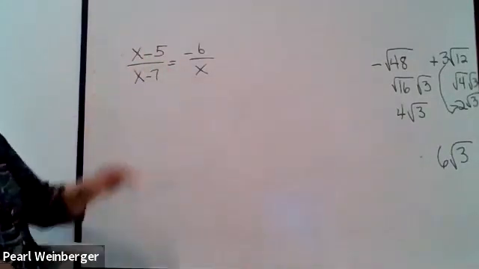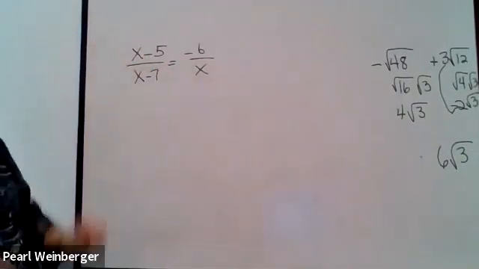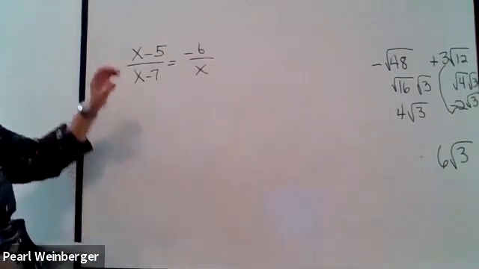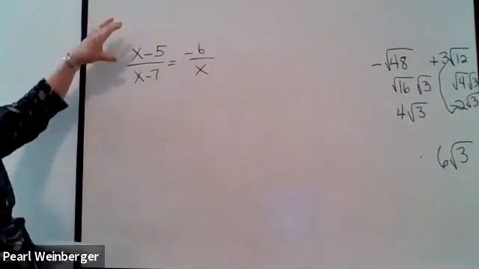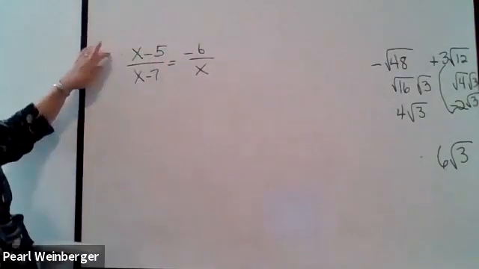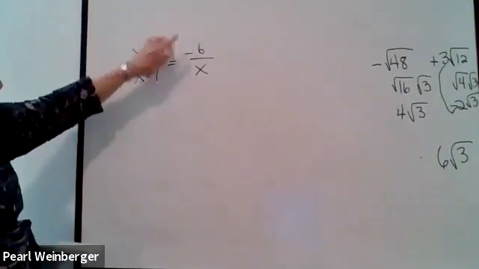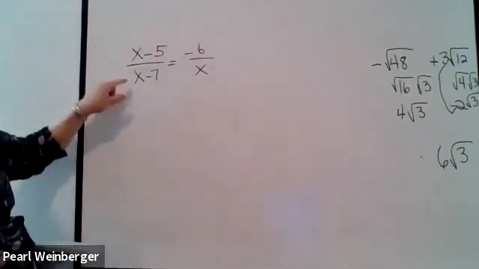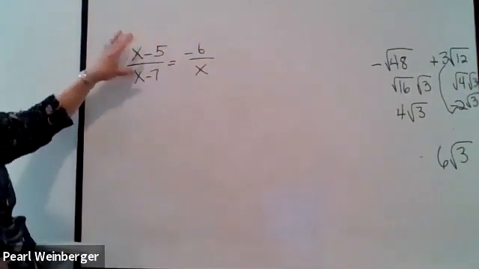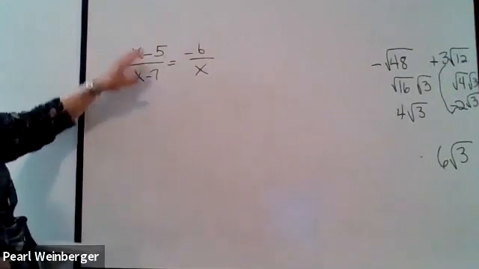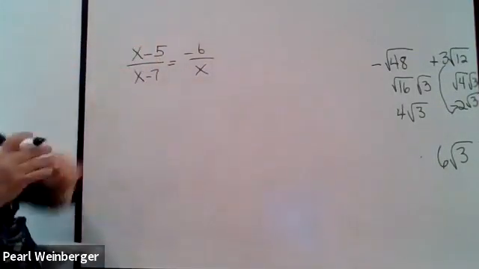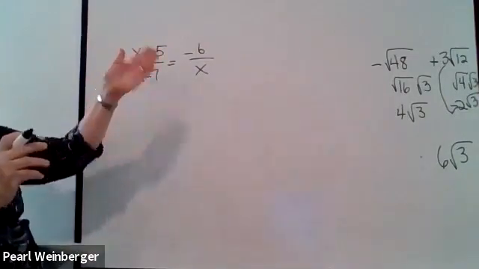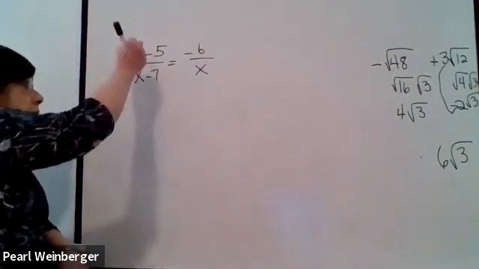Let's do this together. Again, I have a proportion, the same exact situation. It's more complicated, but I have a single fraction over here and a single fraction over here. Even though there are a lot of things going on, it's just one thing on top of another thing. So again, I'm going to cross multiply.